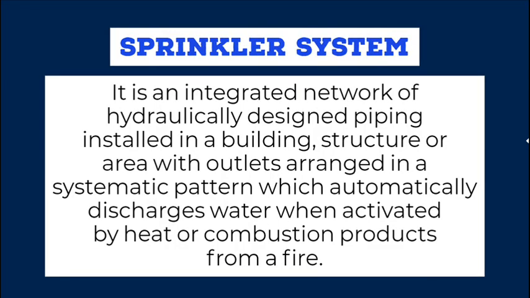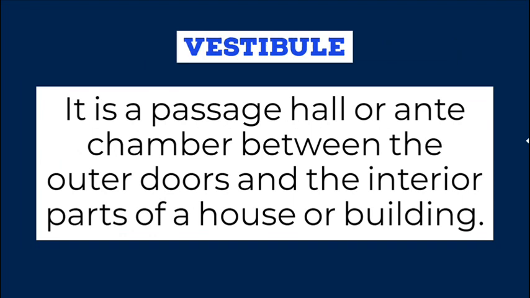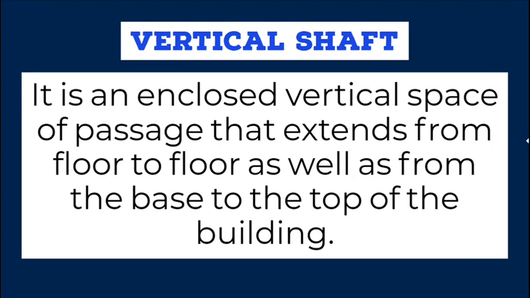Sprinkler system. It is an integrated network of hydraulically designed piping installed in a building, structure or area with outlets arranged in a systematic pattern which automatically discharges water when activated by heat or combustion products from a fire. Standpipe system. It is a system of vertical pipes in a building to which fire hoses can be attached on each floor, including a system by which water is made available to the outlet as needed. Vestibule. It is a passage hall or antechamber between the outer doors and the interior parts of a house or building. Vertical shaft. It is an enclosed vertical space or passage that extends from floor to floor as well as from the base to the top of the building.